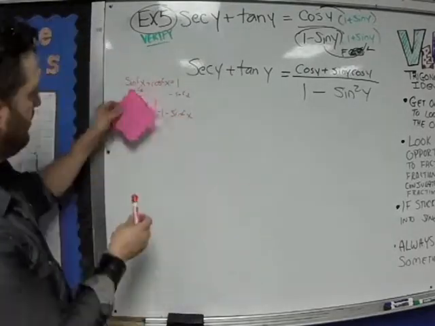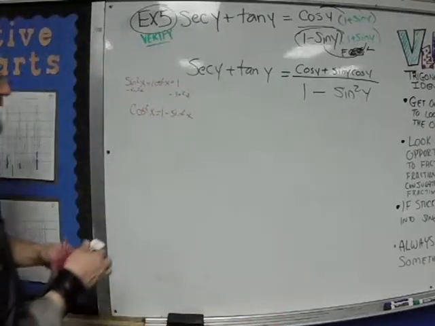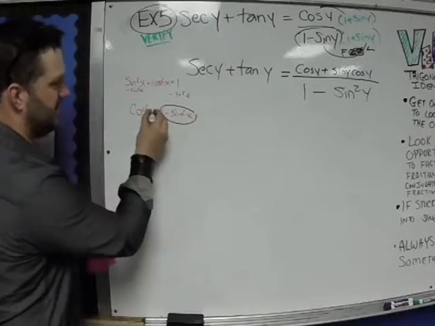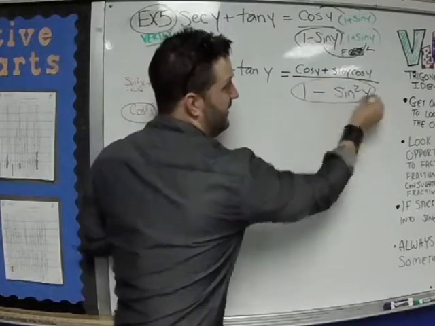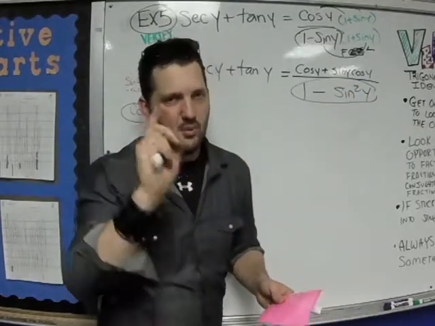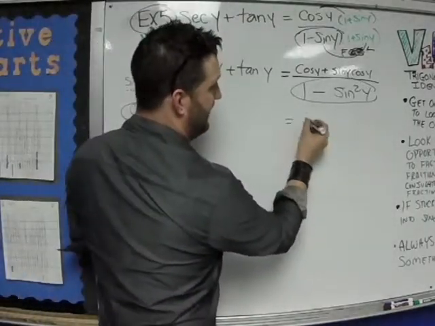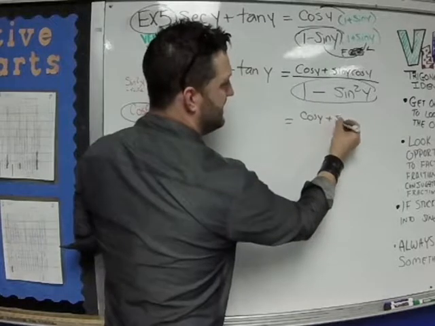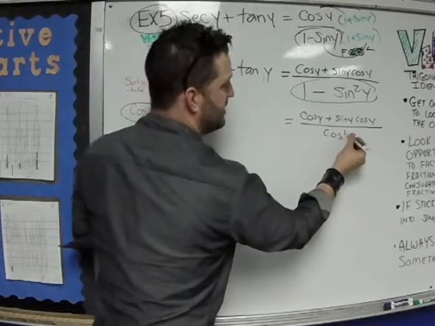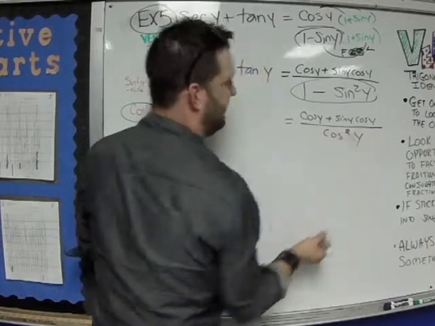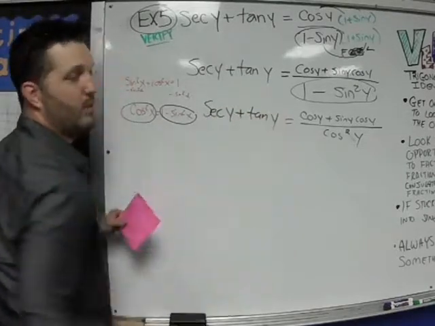So using the important identity, sine squared x plus cosine squared x equals 1, you can move it around and rearrange it so that you have 1 minus sine squared equals cosine squared. This gives me permission to take this denominator right here, which is 2 pieces, and turn it into 1 piece, which is just cosine squared x, which is what I'm going to do. I'm going to have cosine y plus sine y cosine y over now just cosine squared y, like that. And then here's going to be secant y plus tangent y, like that.